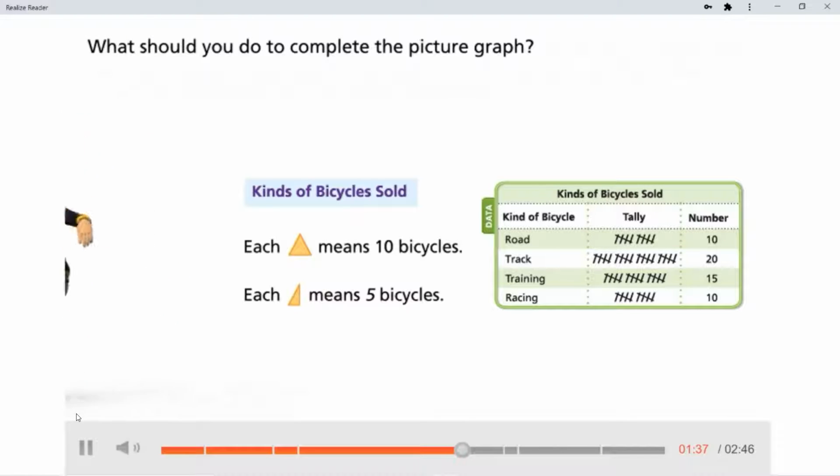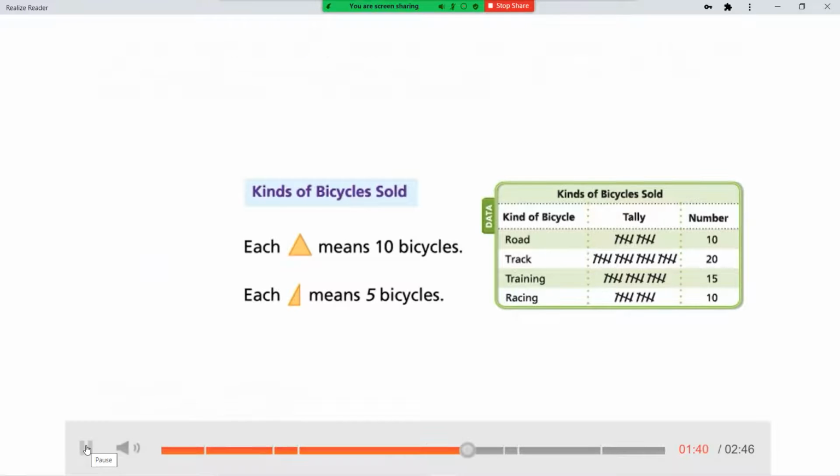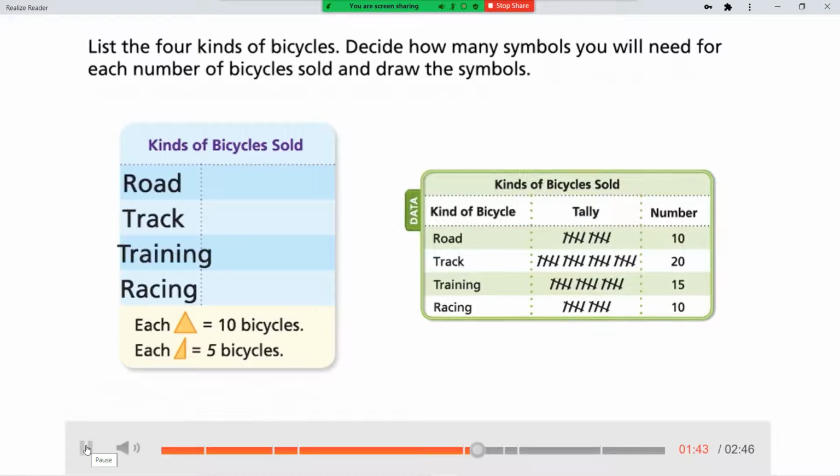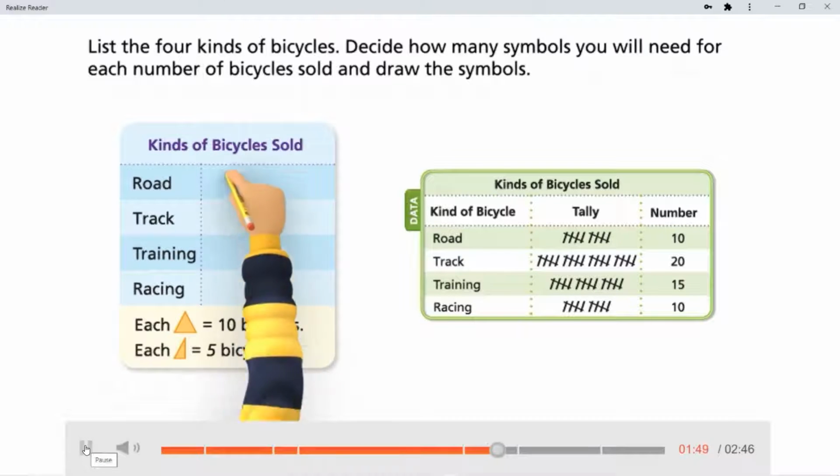What should you do to complete the picture graph? List the 4 kinds of bicycles. Decide how many symbols you will need for each number of bicycles sold and draw the symbols.